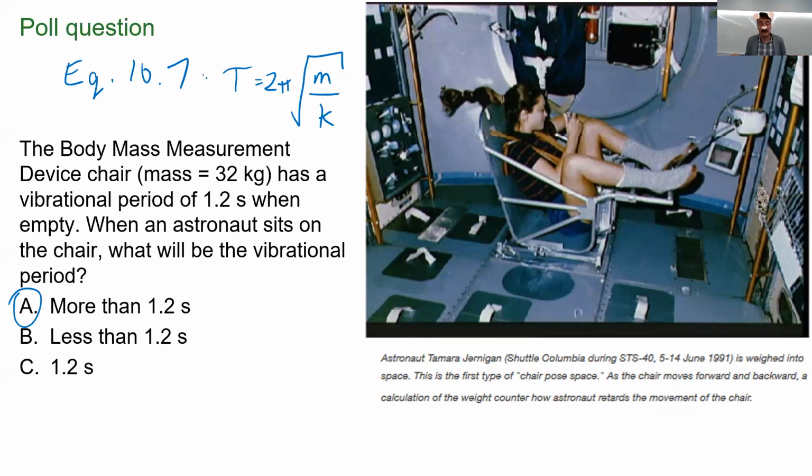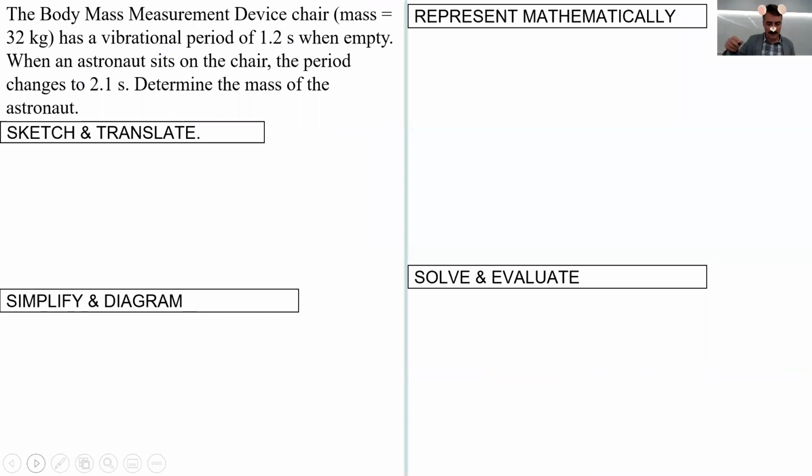And this is actually how astronauts measure their own mass when they're up in the space station. They have to do a lot of exercise and watch what they eat, try not to lose their muscle mass, and stay healthy. They can't stand on a scale because they're in a weightless environment. So they go in a thing that shakes them back and forth and measure the period. So let's say you've got a body mass measurement device chair, where the mass of the chair is equal to 32 kilograms, and the chair only has a vibrational period of 1.2 seconds when it's empty.